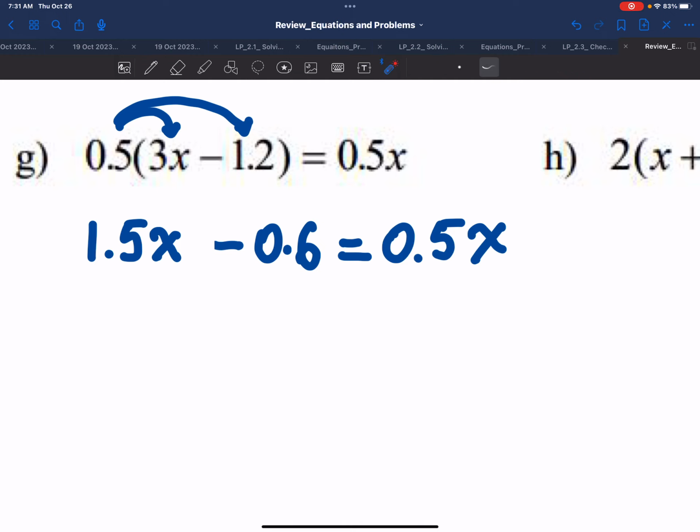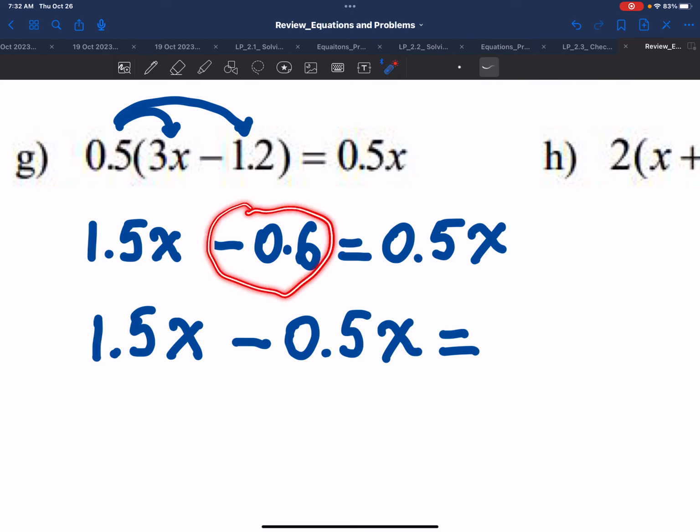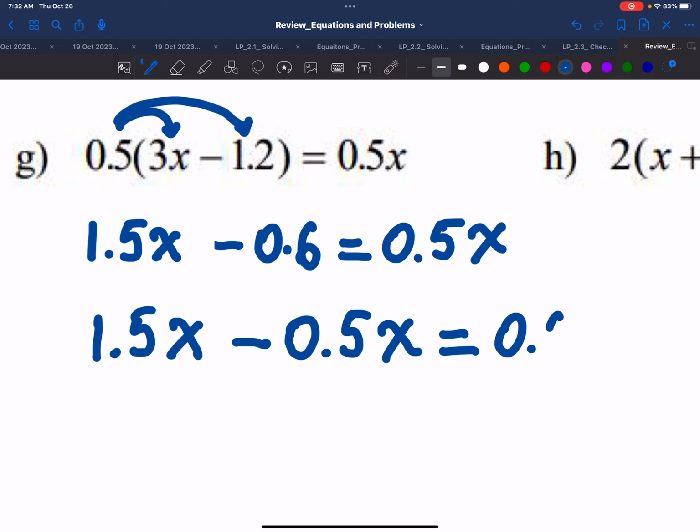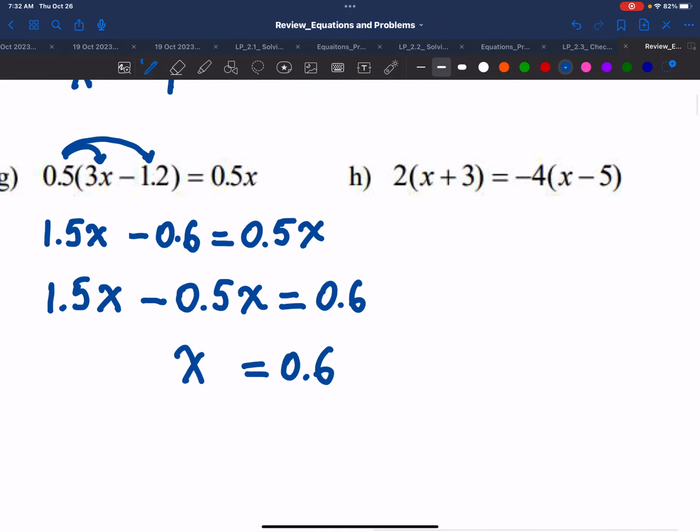Now we have to think about grouping the x terms together and the constants together. So the terms that have an x will go to one side, depends on where you want to take the terms. I like to keep the variable terms to the left side. So I will bring 0.5x to the left, which means that 0.5x will change the sign from positive to negative. And negative 0.6, which is a number, will go to the right side, so positive 0.6. Simplify, 1.5x minus 0.5x is 1x, or simply x, equals 0.6, and that would be the answer.